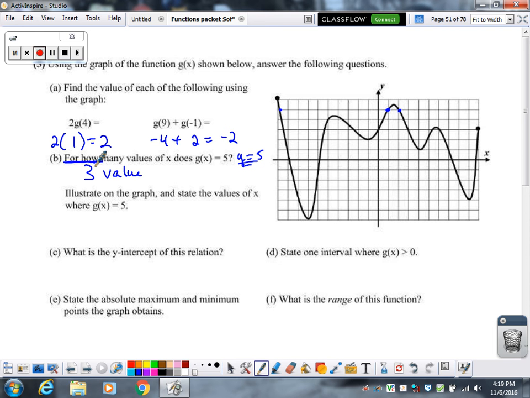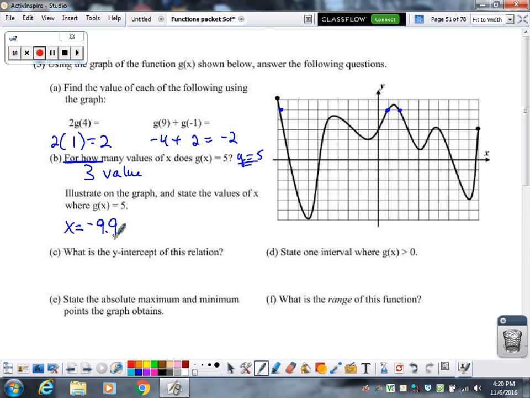While in the next one, it says illustrate on the graph and state the values of x where g of x is equal to 5. So we did that. We illustrated by putting a dot there where y is equal to 5. And what are the values of x? Over on the left-hand side, we can't say it is an integer. 1, 2, 3, 4, 5, 6, 7, 8, 9, 10. -9, -10, -9.8, -9.9, around there.